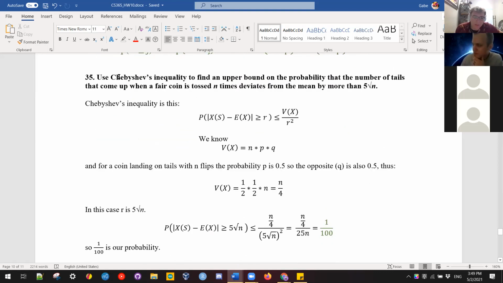Anyway, use this inequality to find an upper bound on the probability that the number of tails come up when a fair coin is tossed n times, and deviates from the mean by more than 5 root n. So that's 1/2, because coins.